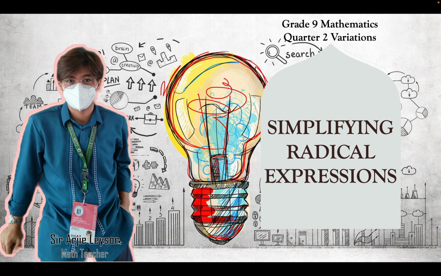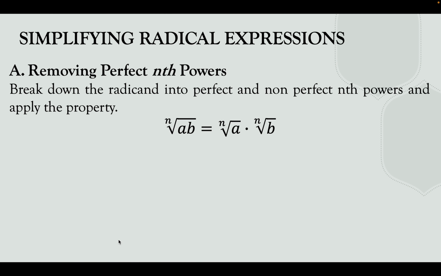In this video, we will discuss all about simplifying radical expressions. Now, in simplifying radical expressions, there are different ways of simplifying radicals. The first one is removing perfect nth powers. So how to do this? We need to break down the radicand into perfect and non-perfect nth powers and apply the property.